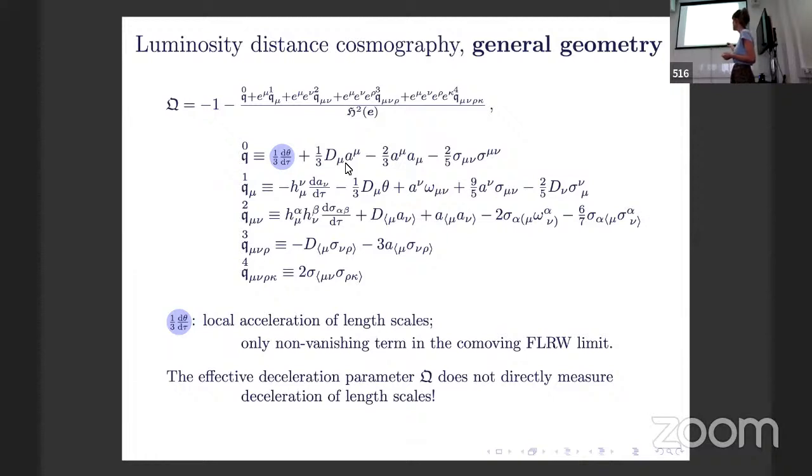And so we, in principle, have terms here that are not constrained by any energy condition. If you apply general relativity here, we can in principle have a negative deceleration parameter without violating any strong energy condition.